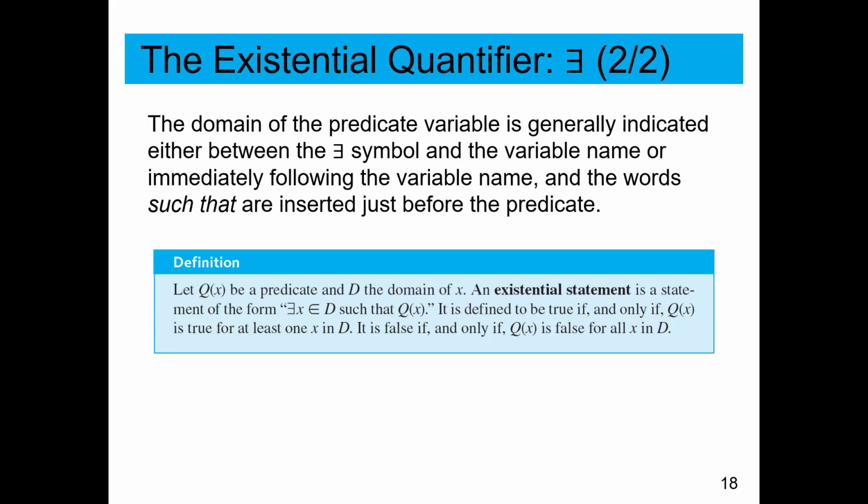And the domain is generally indicated between the existential symbol and the variable name. And so it's normally written something like this: there exists X in D such that Q of X. I have seen the "such that" part to just be a comma. That does work sometimes. And there's a couple other things, but you can do "such that," or if you really want to be super lazy, you do S.T., that I've seen plenty of times in classes.